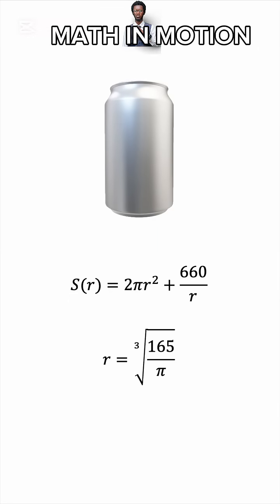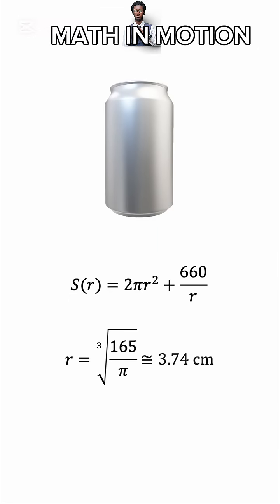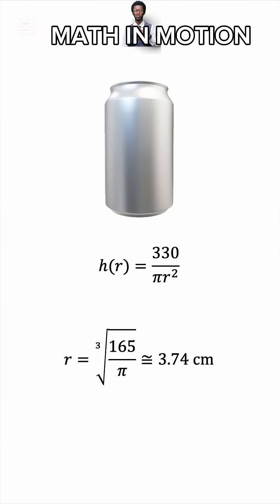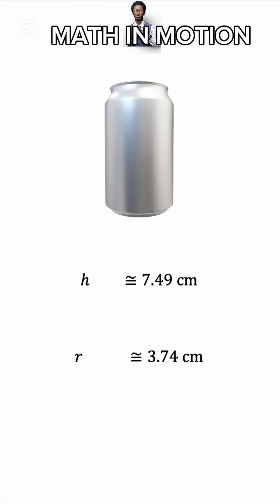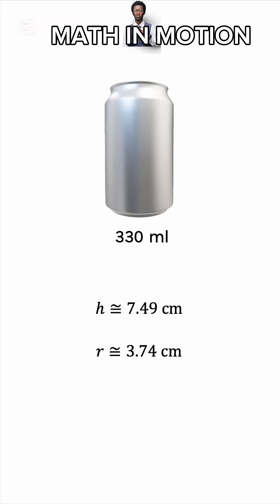This value is around 3.74 centimeters. And the height that corresponds to this ideal radius can be found using the relationship between the two dimensions. Plugging this value in, we get around 7.49 centimeters. So, the dimensions of this ideal cost-saving can are a height of 7.49 centimeters and a radius of 3.74 centimeters.